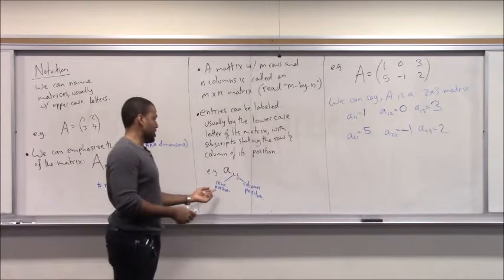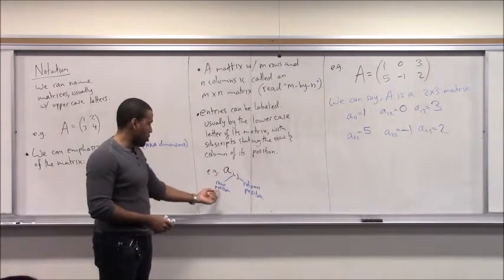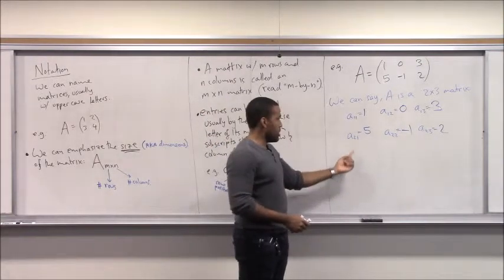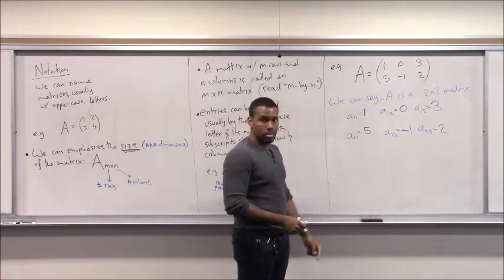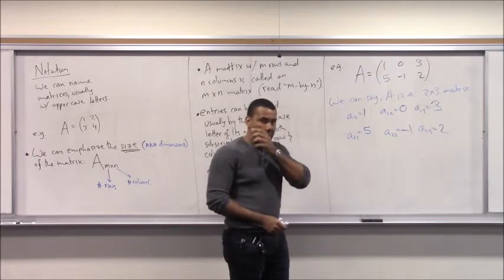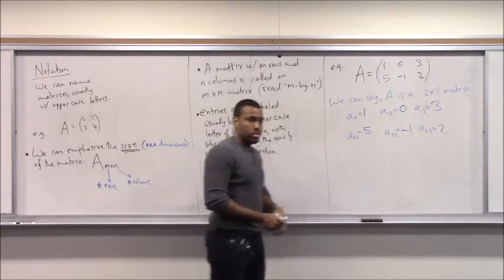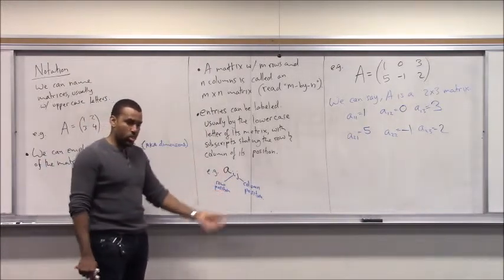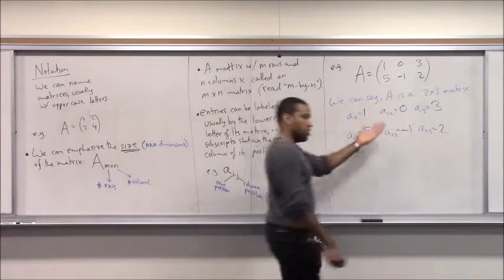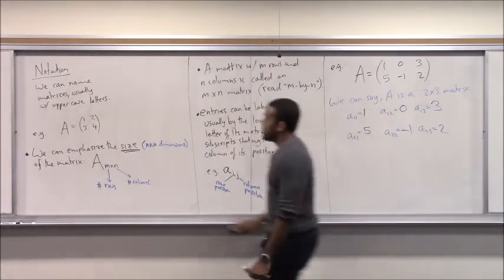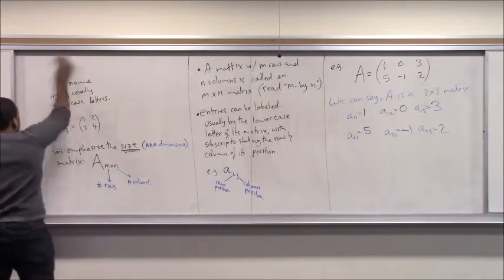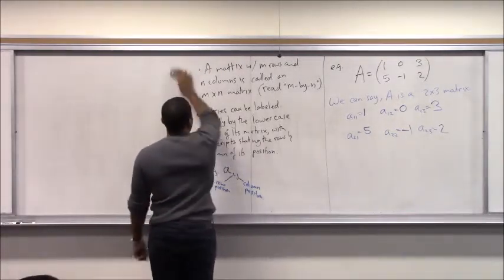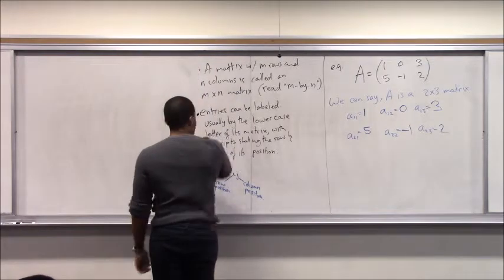I literally just told you how to do it. The first number is the row, the second number is the column. So when you say A21, it means second row, first column. Okay, so that's what that means. So we can talk about the size of a matrix, we can talk about the entries and their locations in that way.